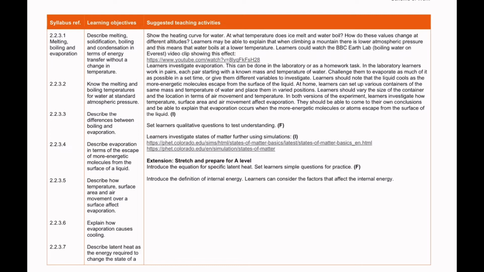Know the melting and boiling temperatures for water at standard atmospheric pressure. Describe the differences between boiling and evaporation. Describe evaporation in terms of the escape of more energetic molecules from the surface of the liquid. Describe how temperature, surface area, and air movement over a surface affect evaporation. Explain how evaporation causes cooling.